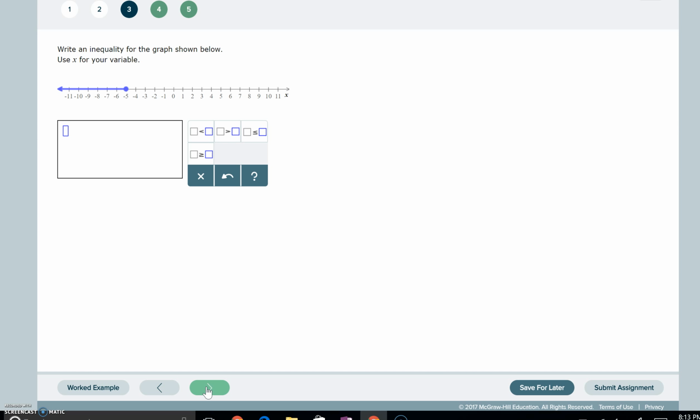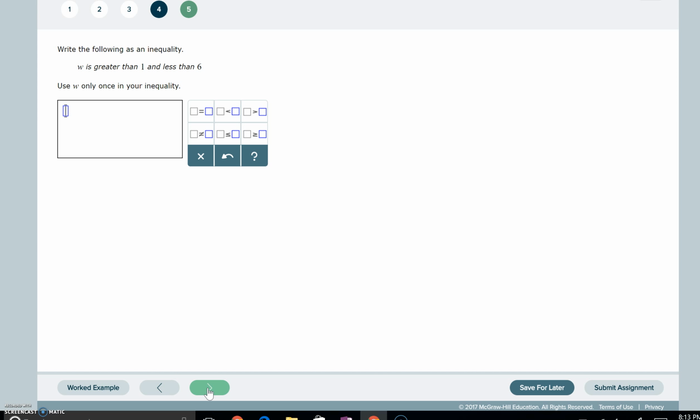Write an inequality. Well, you're going to have your choices. I think you can see here we're going to have a less than. Hopefully you're getting the idea. Because of the equal bar, we're going to need that. We can say x is less than or equal to -5.